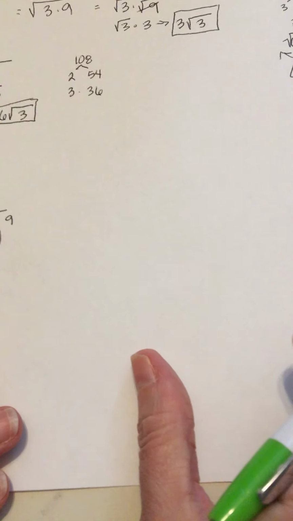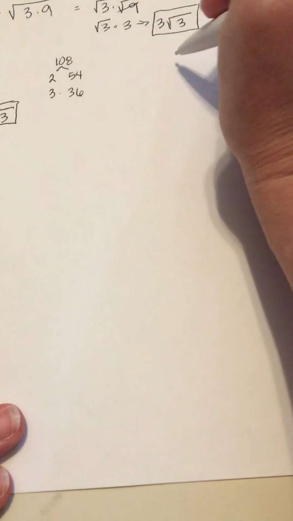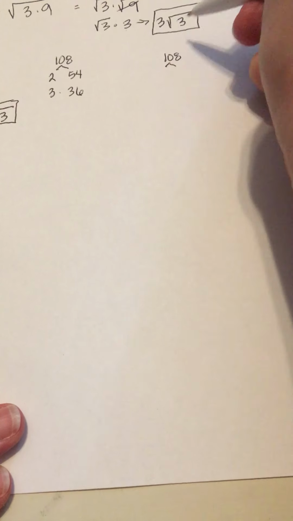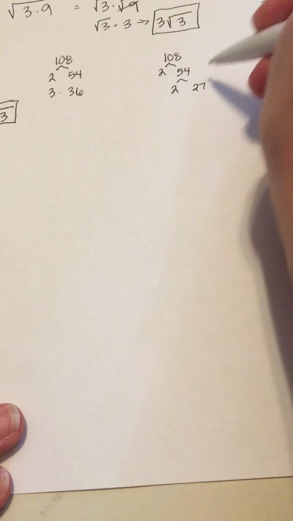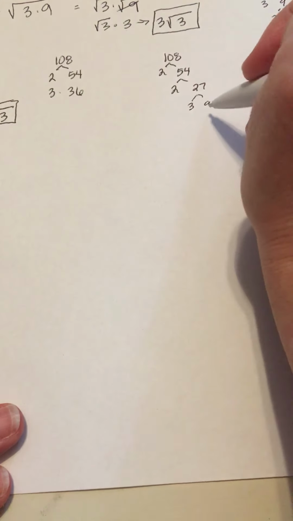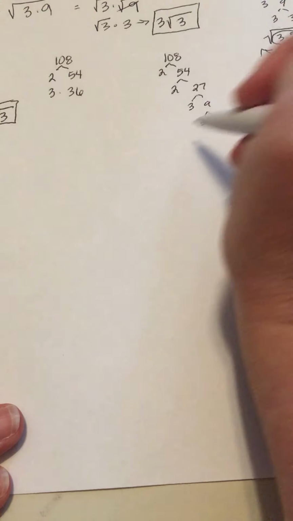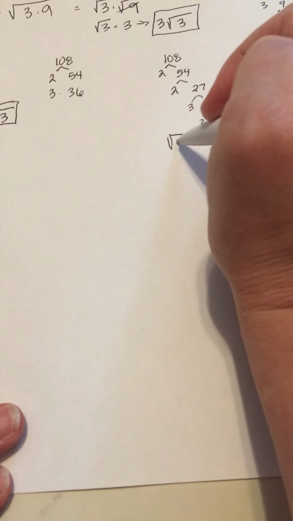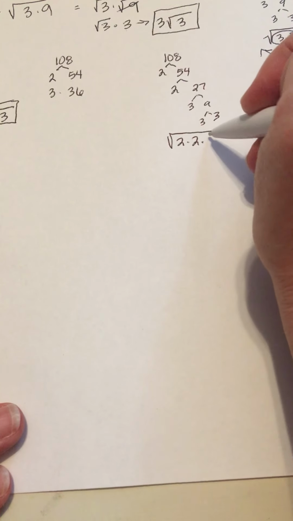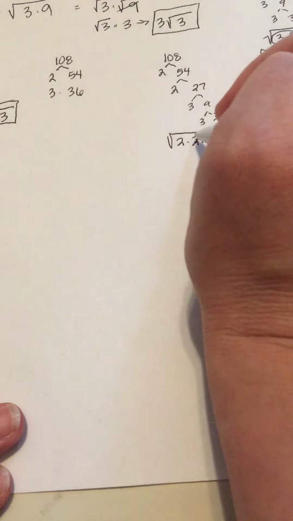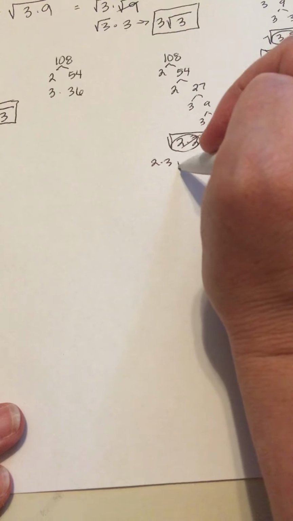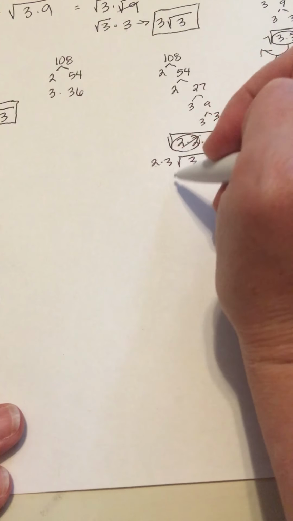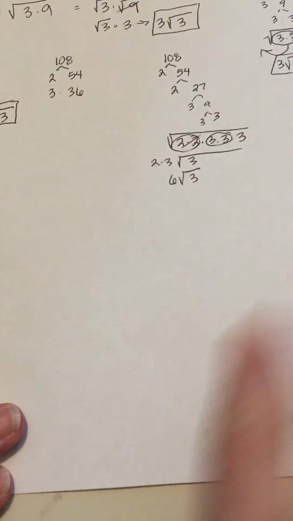So again, if you want to compare to what she did with your factor tree, it was 3 and 3, and she did 2 times 2 times 3 times 3 times 3. Take out the pairs. Can't pair that one up. 2 times 3 is 6 times the square root of 3.